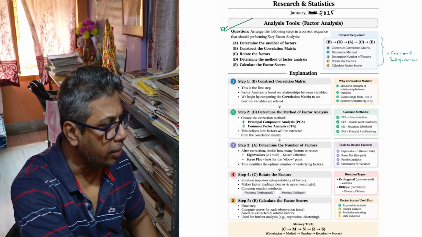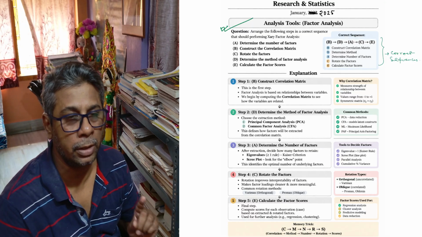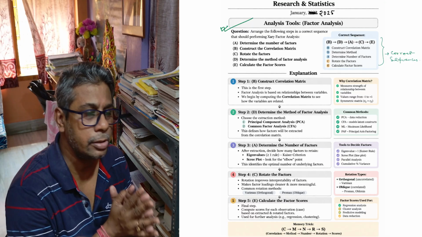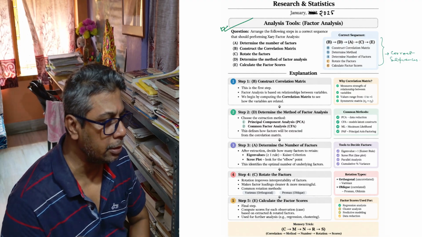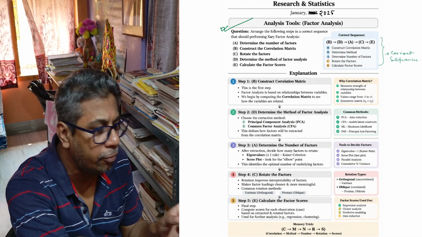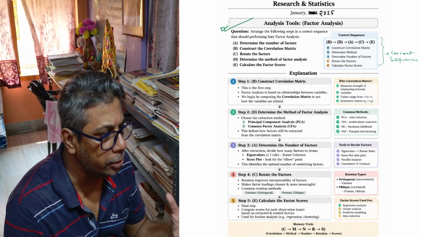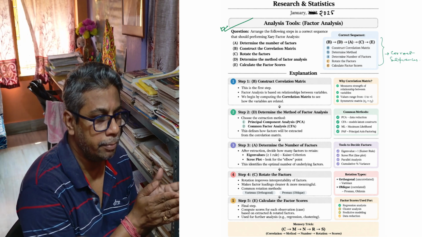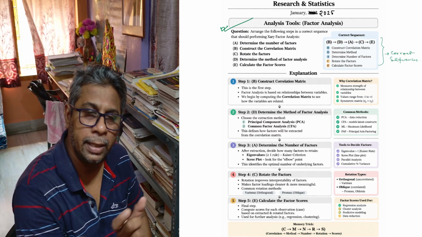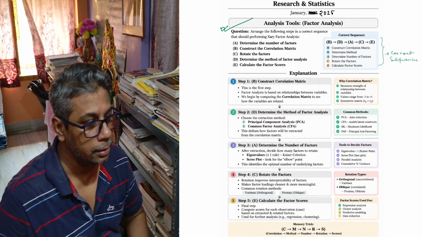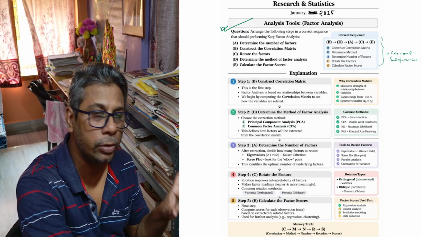Why? This is the first step. Factor analysis is based on the relationship between the variables. This is a very important point we have to remember. We begin by computing the correlation matrix to see how variables are related or not. The correlation matrix measures the strength of relationship between the variables. Values range from -1 to +1, and it is a symmetric matrix. This is step 1, construct the correlation matrix.